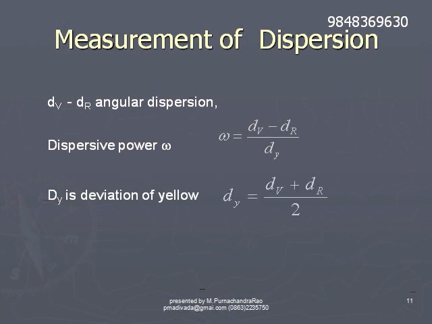(dV minus dr) by dy is termed as dispersive power. It is a measure of the dispersion of a prism. It is a property of the material. Here dy represents the deviation of yellow color. Its value will be the average of dV and dr. That is why yellow is chosen.